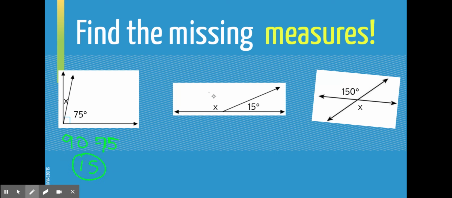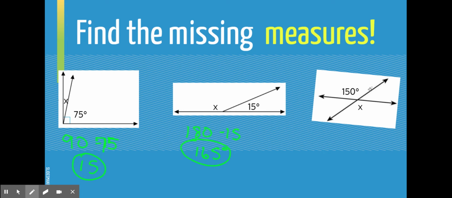All right, the next one, notice you have a straight line. That's a straight angle, you might also hear it called. We have our windshield wiper angle. So if it's a straight line, these two angles are supplementary. They add up to 180. So if I know one of them, I'm going to take the 180 and I'm going to subtract 15, and that gives me 165 degrees. So X is 165 degrees.